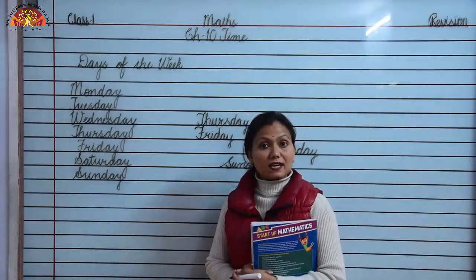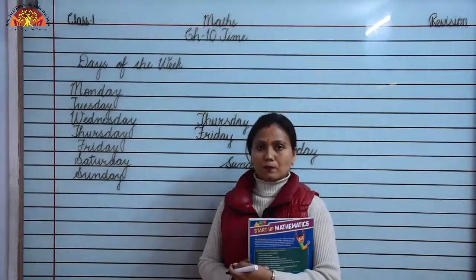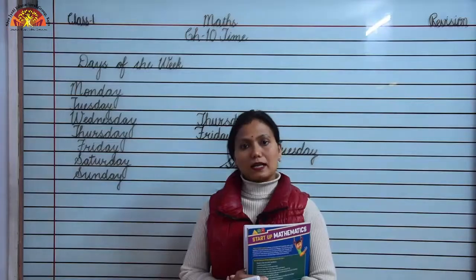So how many days are there in a week? There are 7 days in a week. Now we will do revision of chapter 11, money. So students, open page number 143.